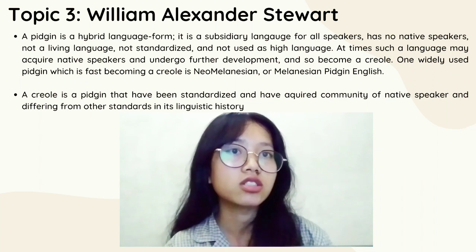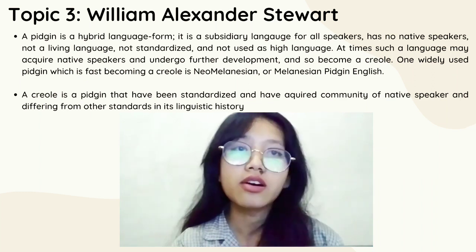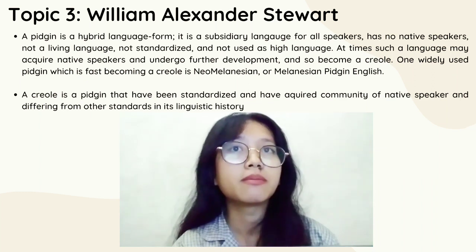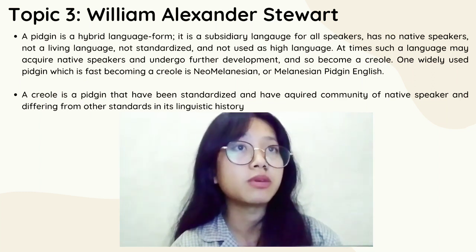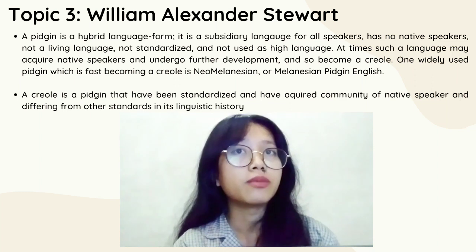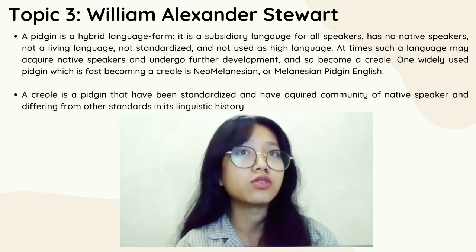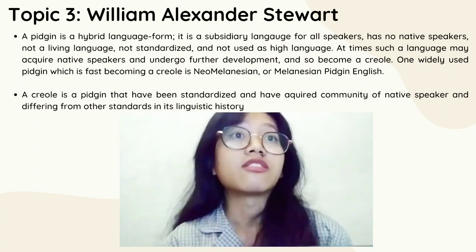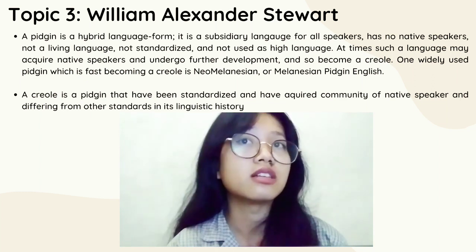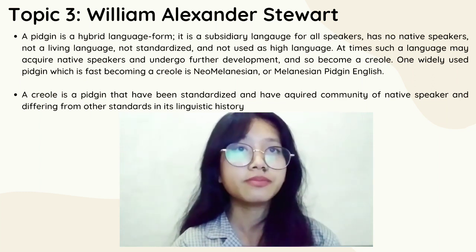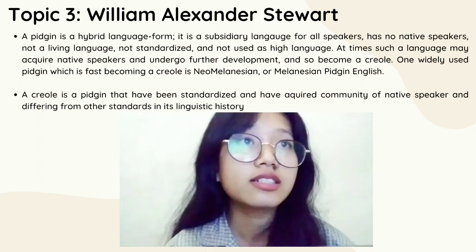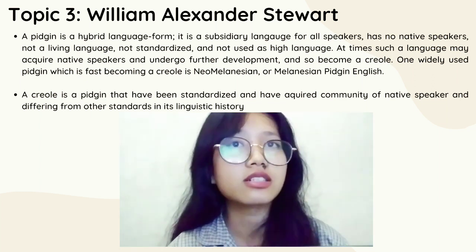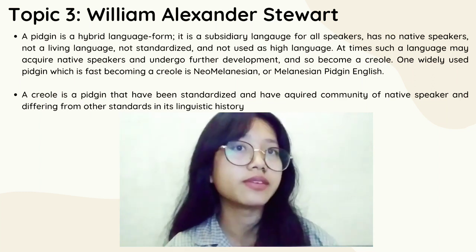The next language type is a Creole. A Creole is a Pidgin language which has acquired a community of native speakers, which means that a community has given up all use of its original native language and uses the former Pidgin exclusively as a vernacular. In short, a Creole may become a standard, differing from other standards only in its linguistic history.